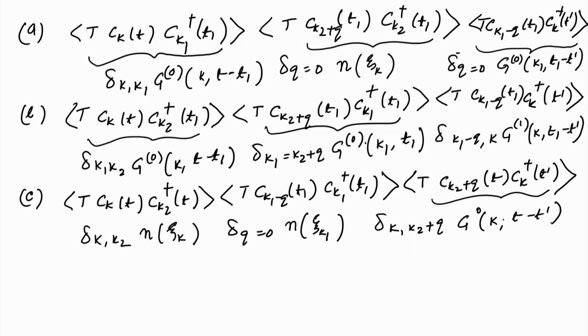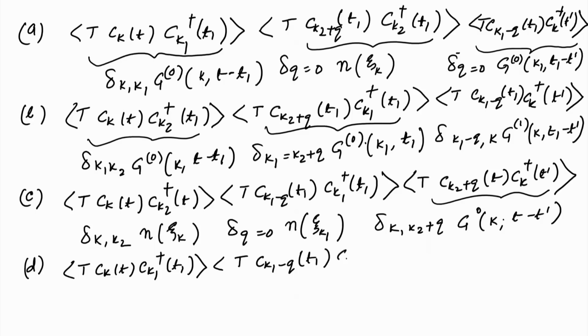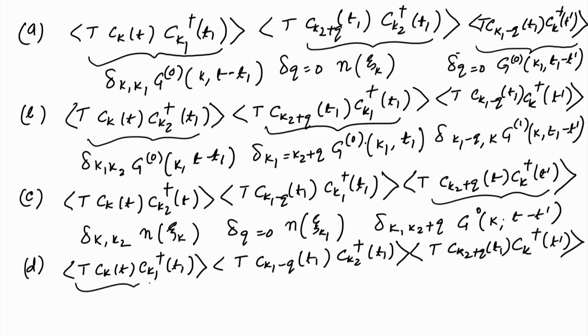So, these are the three terms there, and similarly for D we have T C K T, C K 1 dagger T 1, and T C K 1 minus Q K 1 minus Q T 1 and C K 2 dagger T 1, and similarly T C K 2 plus Q T 1 and C K dagger T prime, and so on. So, this is equal to delta k 1 and G 0.